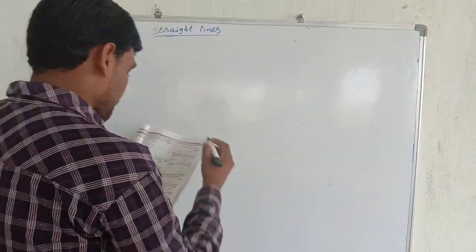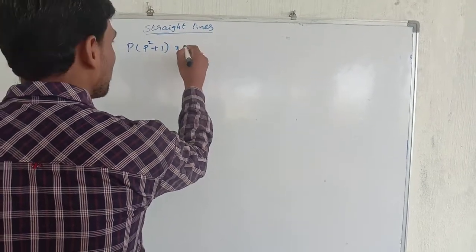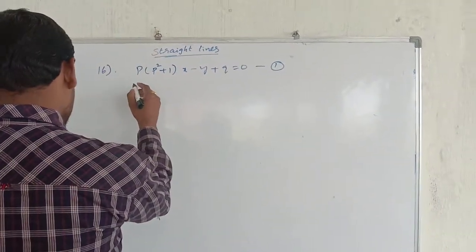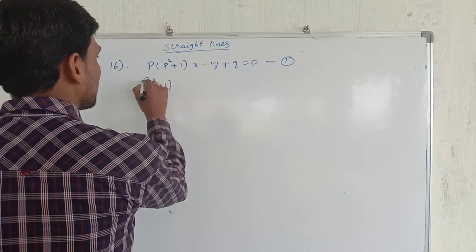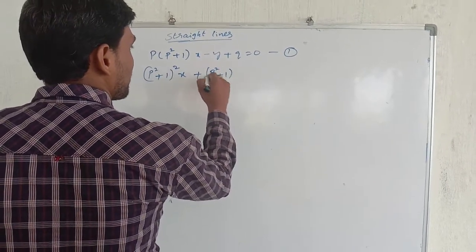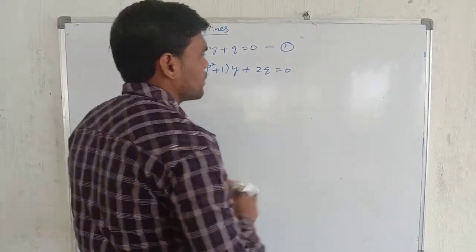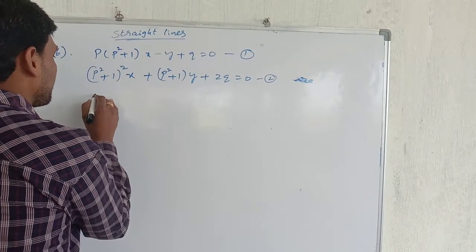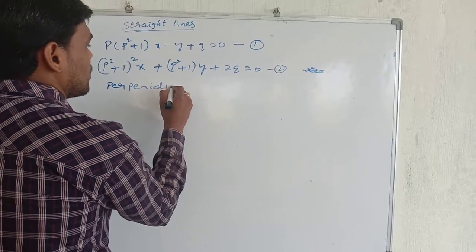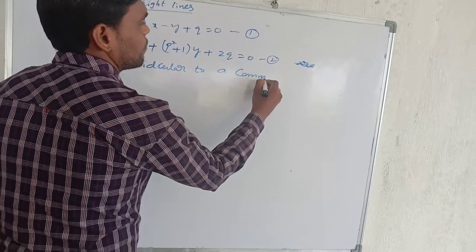The line p(p square plus 1)x minus y plus q is equal to 0, and this is the first line. The second line is (p square plus 1) whole square into x plus (p square plus 1) into y plus 2q is equal to 0. The second line is perpendicular to a common line.